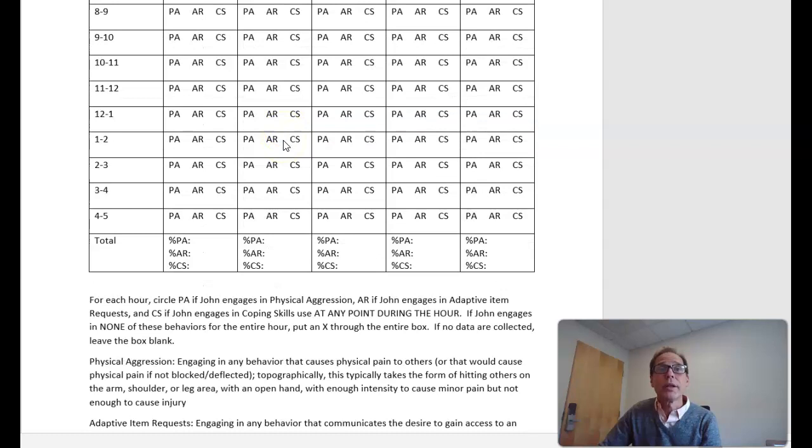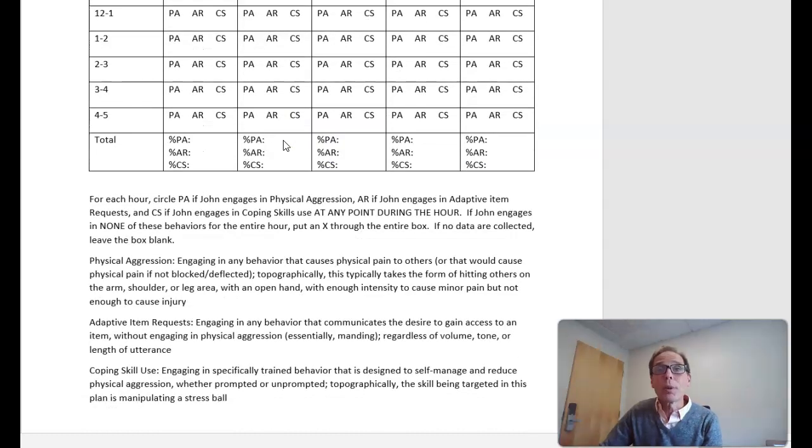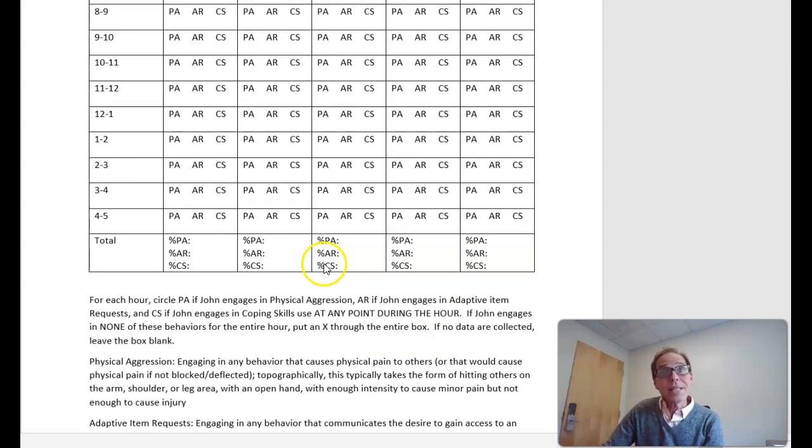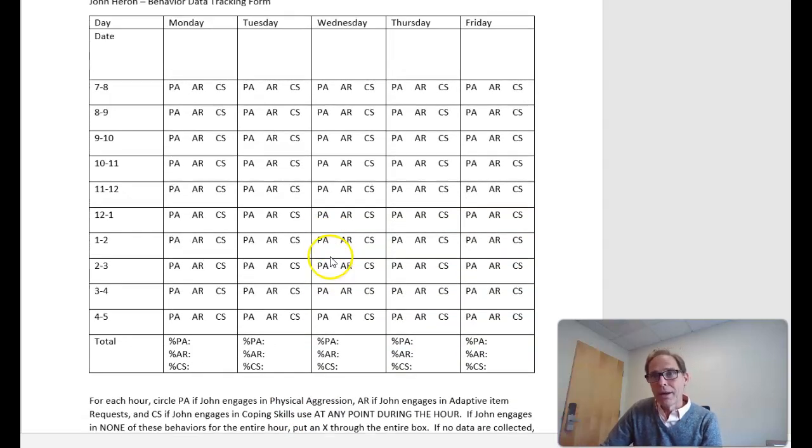physical aggression, adaptive item requests, and coping skills use with our operational definitions, and then instructions for how to fill out the sheet. For each hour, if he engages in any of these behaviors, we circle them. If he doesn't, we don't. If he doesn't engage in any of these behaviors for the entire hour, we put an X through the box. And if we didn't take data, we just leave it blank, right? So this is important so we can tease out the difference between, wow, that hour was completely unmarred. There were no instances of any of these behaviors, versus, no, I just didn't take data on that day, right?